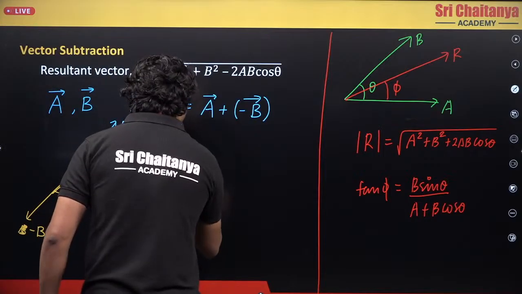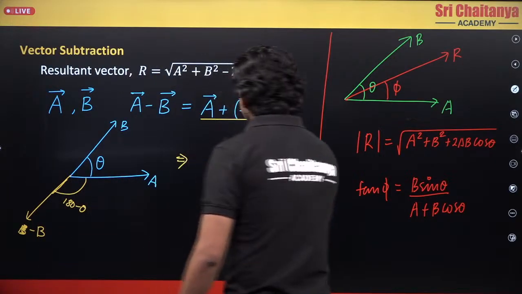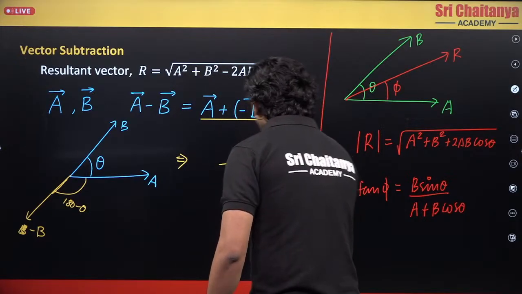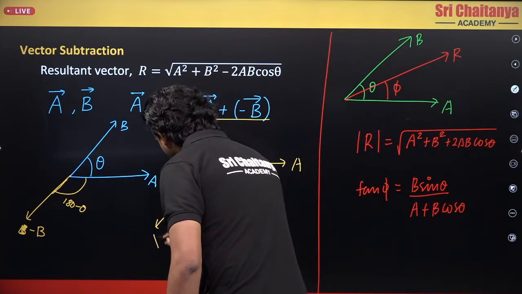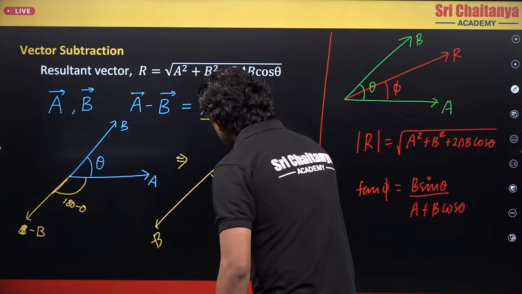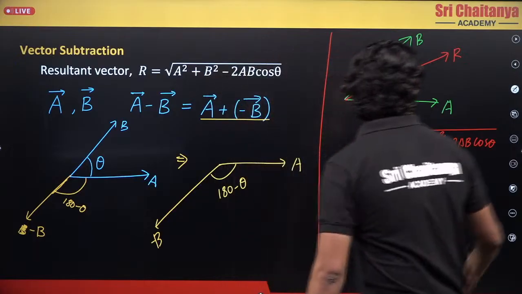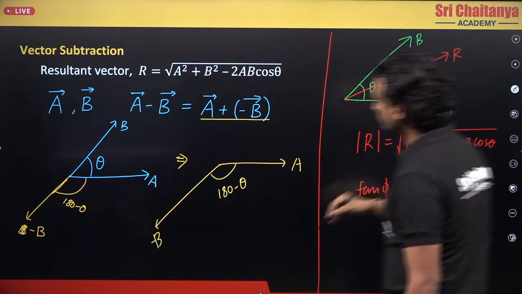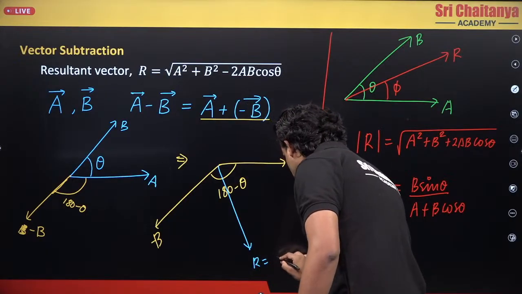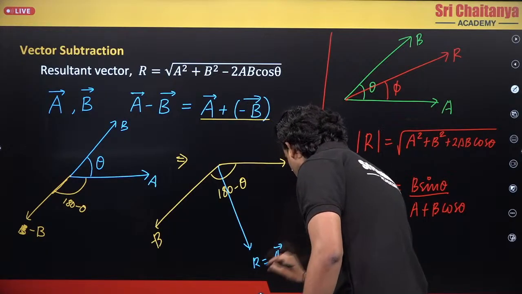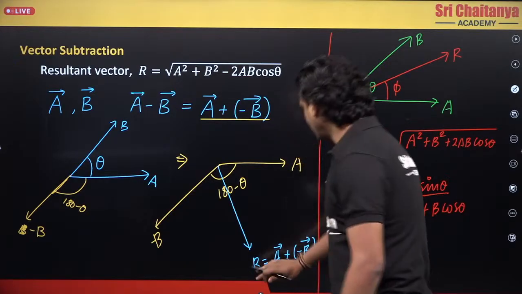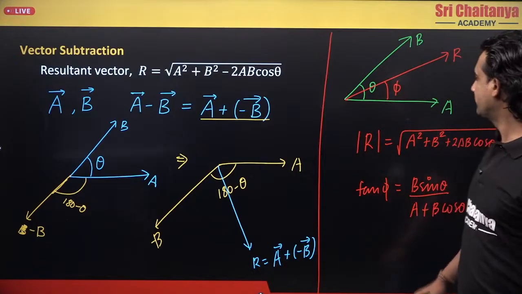So what can I say? I can say that this quantity can be represented as this: I have vector A, I have vector B, or let's say minus B, and the angle between them is how much? 180 minus theta. So the resultant of these two vectors will be somewhere here, and this resultant will be vector A plus of minus B vector, correct. My next aim is to calculate this value of R. So I am going to use the same formula, and let's use the formula to calculate the answer here.